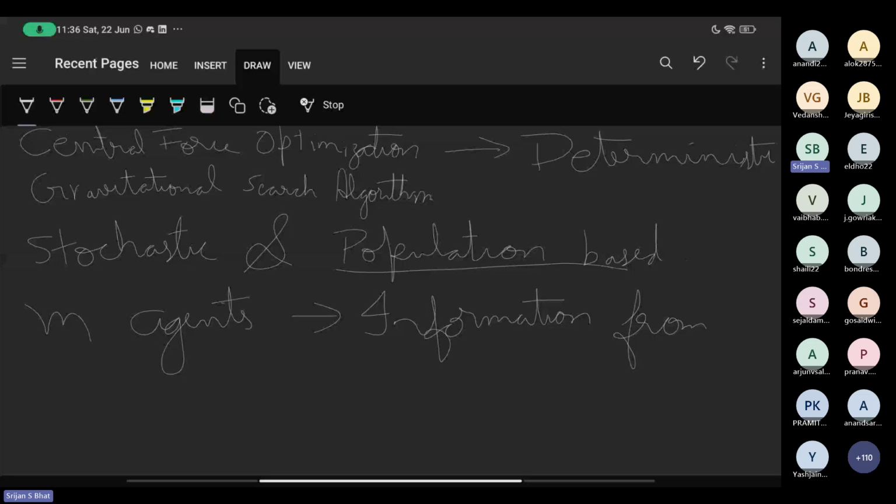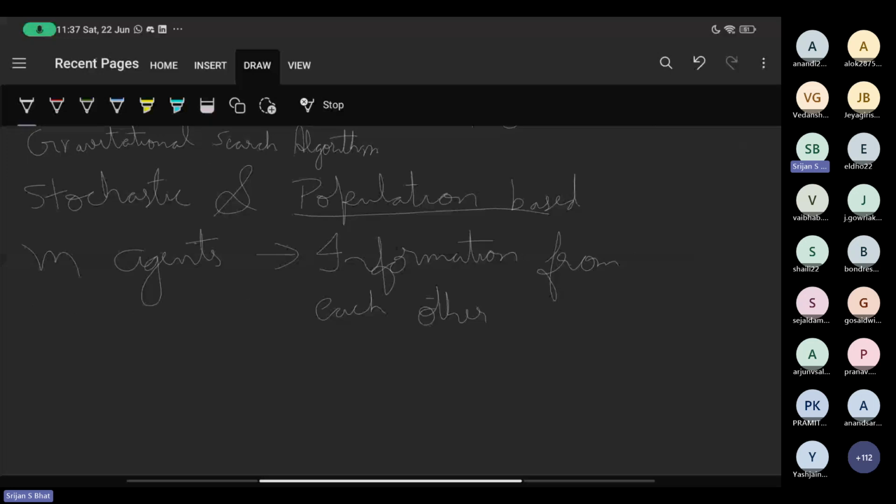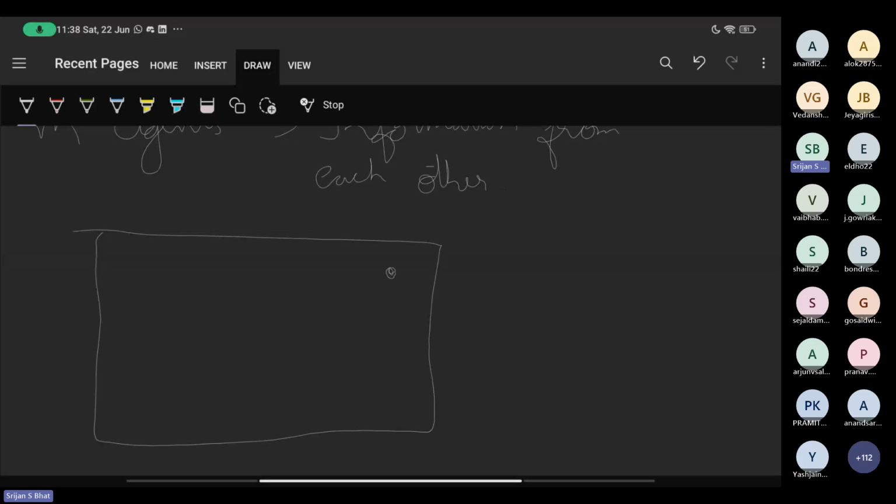Both central force optimization and gravitational search algorithm are pretty much the same thing with some differences. Say it's a 2D space. I'm just drawing a plane here, but consider that it has its own bumps and valleys. So it's like a 3D plane where there are bumps and everything. In linear regression, you start off at one point, say the minima is here, and you just converge to this point.